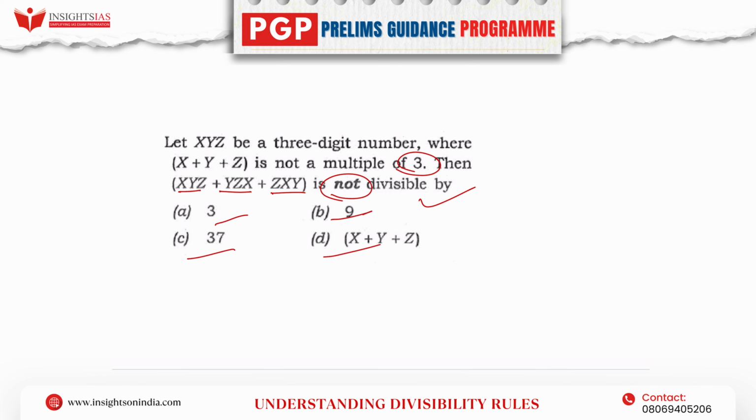Now, in these kinds of problems, it is always better to think about it. If you are not getting it, then the logic would be assuming a number which satisfies the given condition and checking with the numbers. All right. So that is with the divisibility rules.